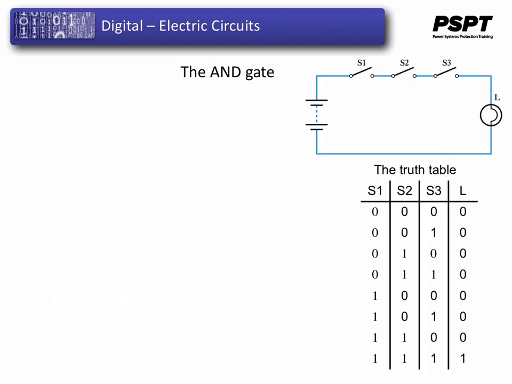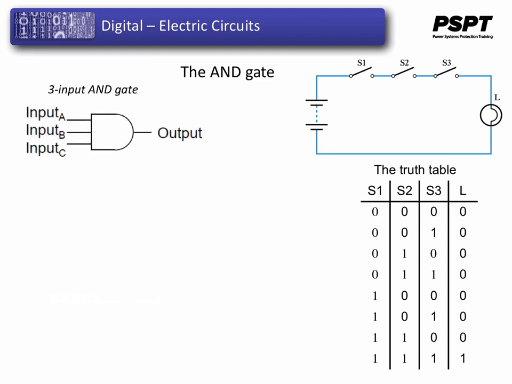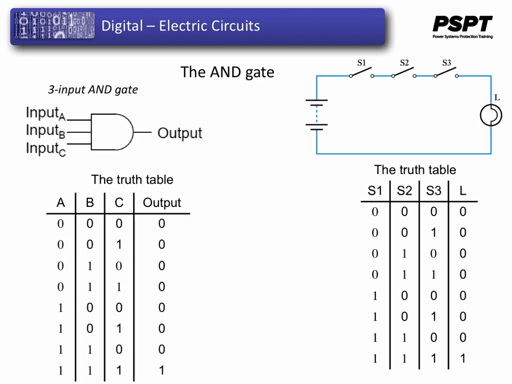Then we can remember our 3 switches in series. We can now represent this system by the standard 3 input AND gate symbol with the truth table, which describes how that AND gate works. And how it works is you need all of the inputs to be a 1, otherwise you would have a 0 on the output. That agrees with the same truth table we used in our mechanical switches.